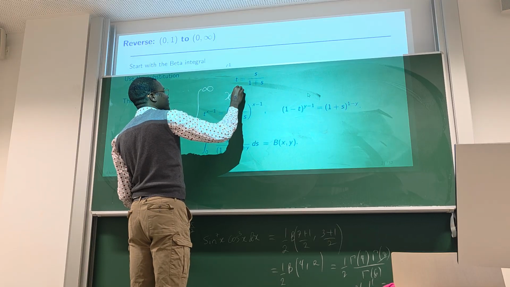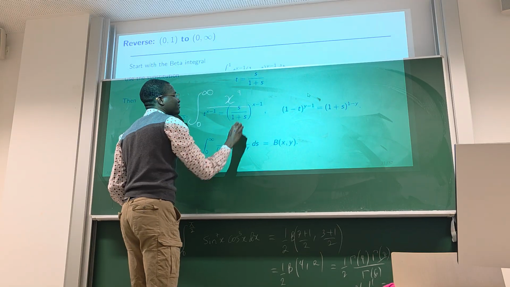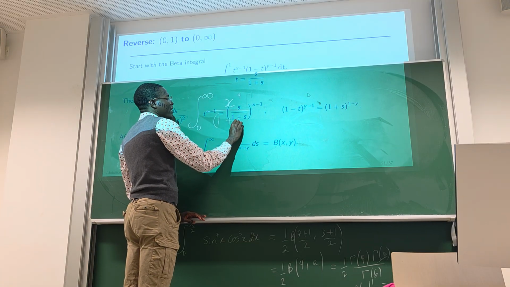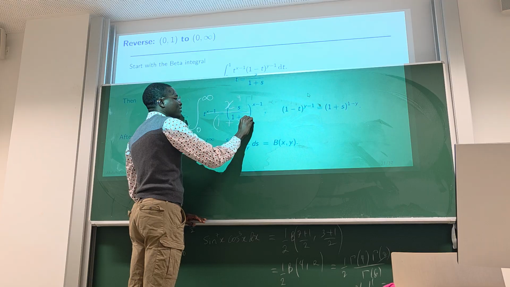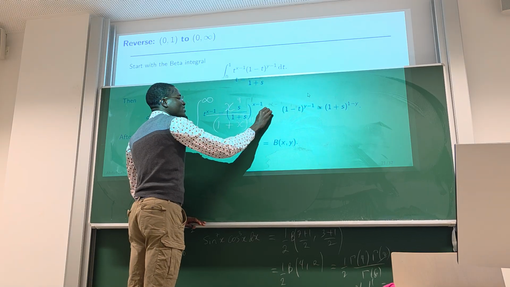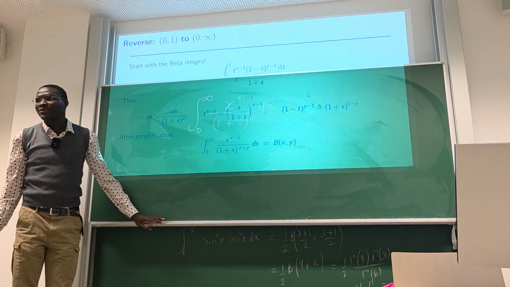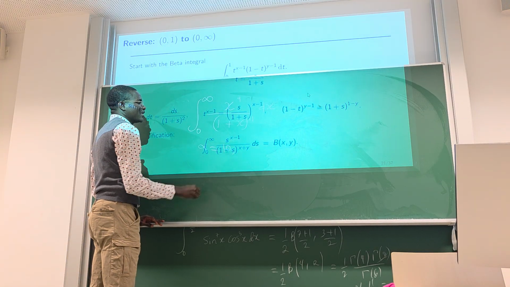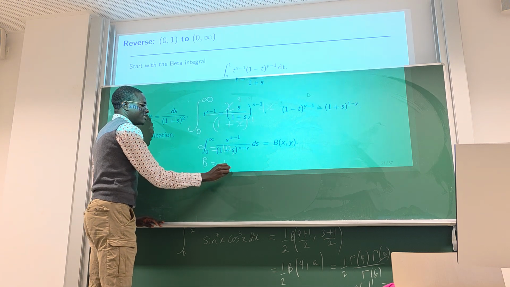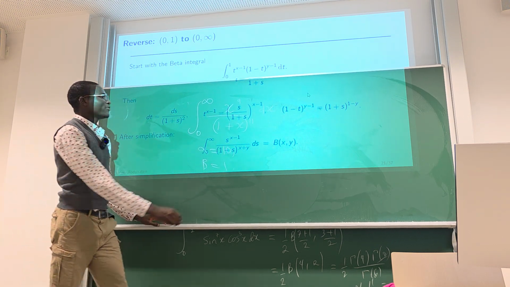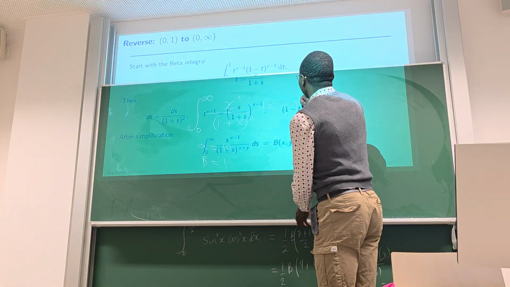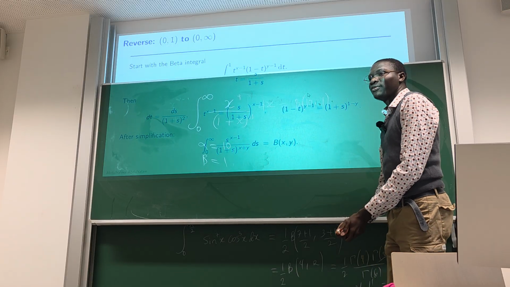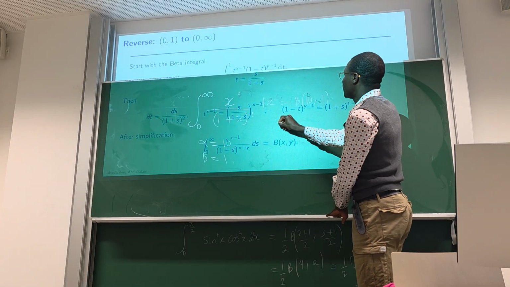If you have x to the 9 divided by 1 plus x to the 11, what is alpha and what is beta? Alpha is 10 and beta is 1. Okay, that's correct. So for this integral, we would have B of 10, comma 1. Good.